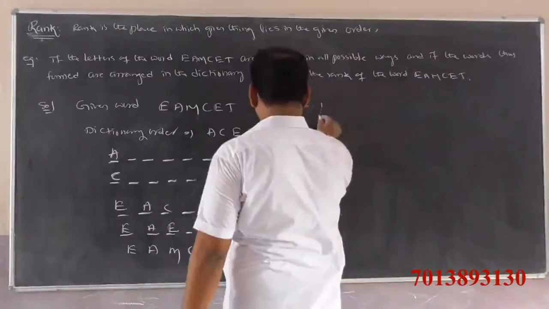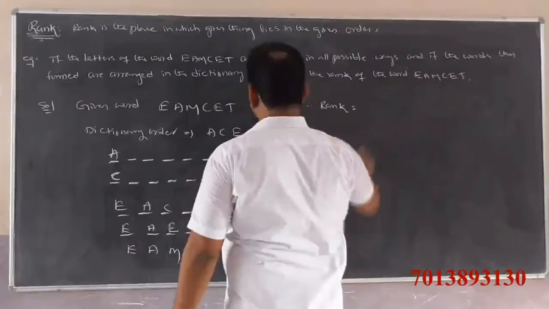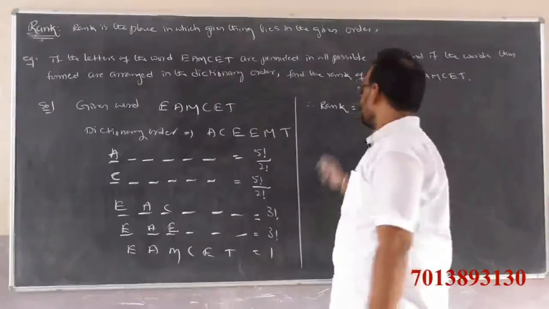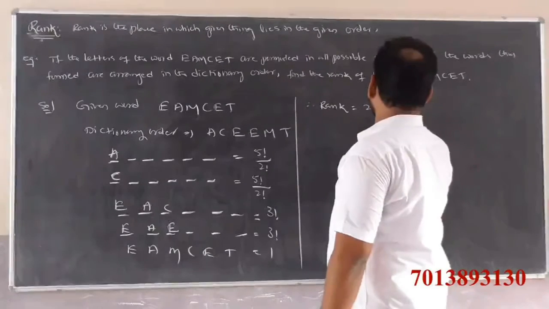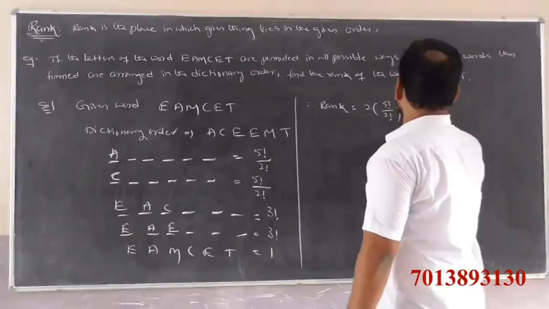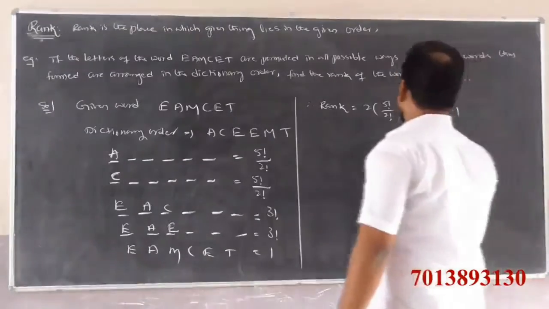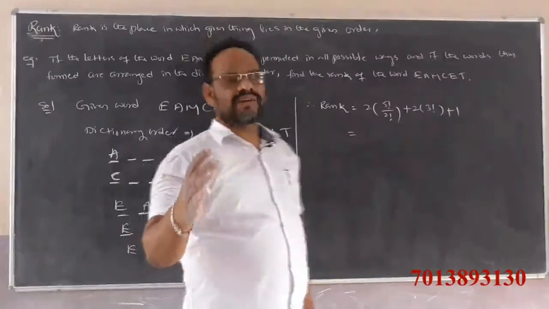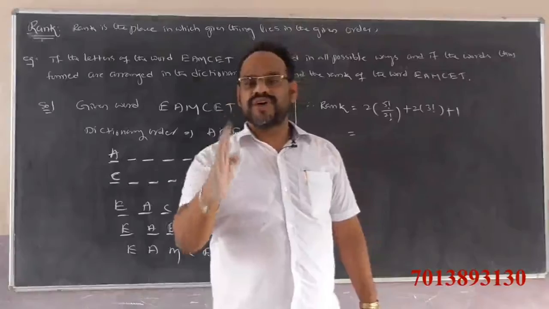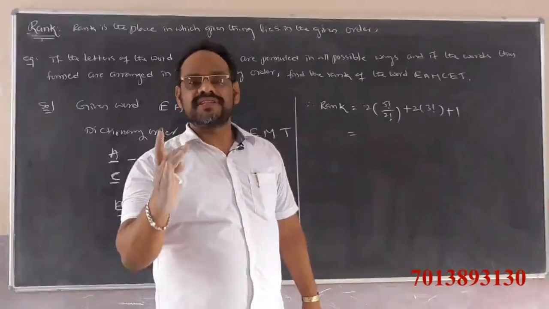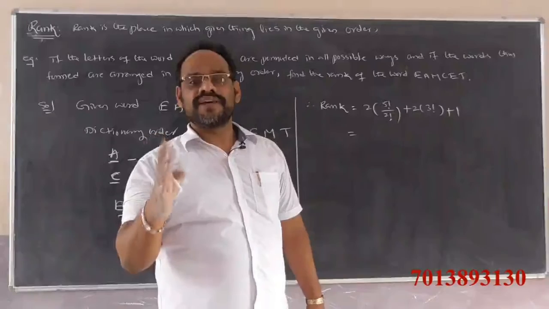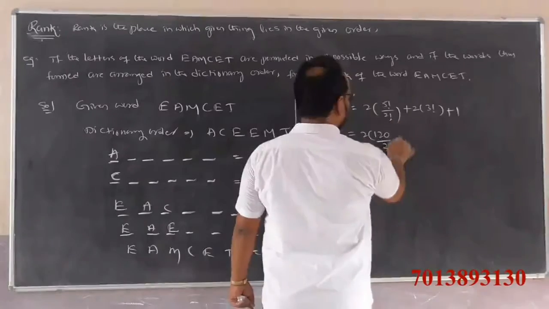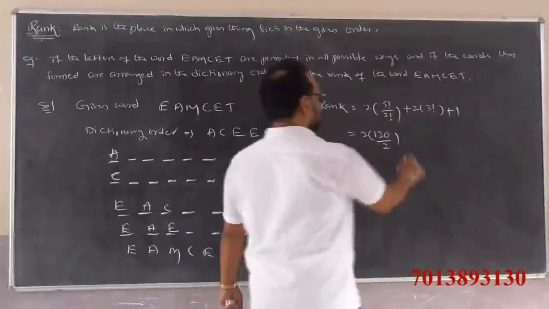So therefore rank is equal to 5 factorial by 2 factorial, 5 factorial by 2 factorial, 3 factorial, 3 factorial plus 1. So we get 2 times 5 factorial by 2 factorial plus 2 times 3 factorial plus 1. Clearly 5 factorial is 1 into 2 into 3 into 4 into 5. So 1 2 is 2, 2 3 is 6, 6 4 is 24, 24 5 is 120.